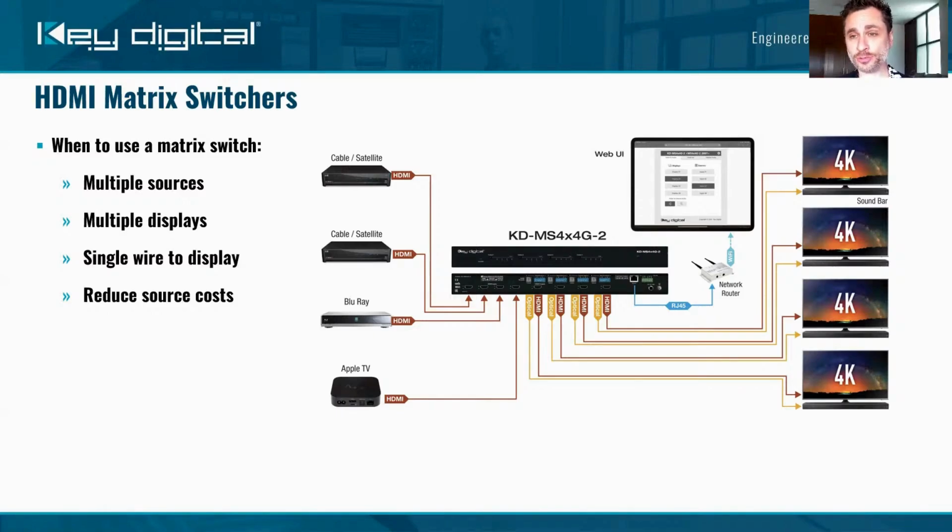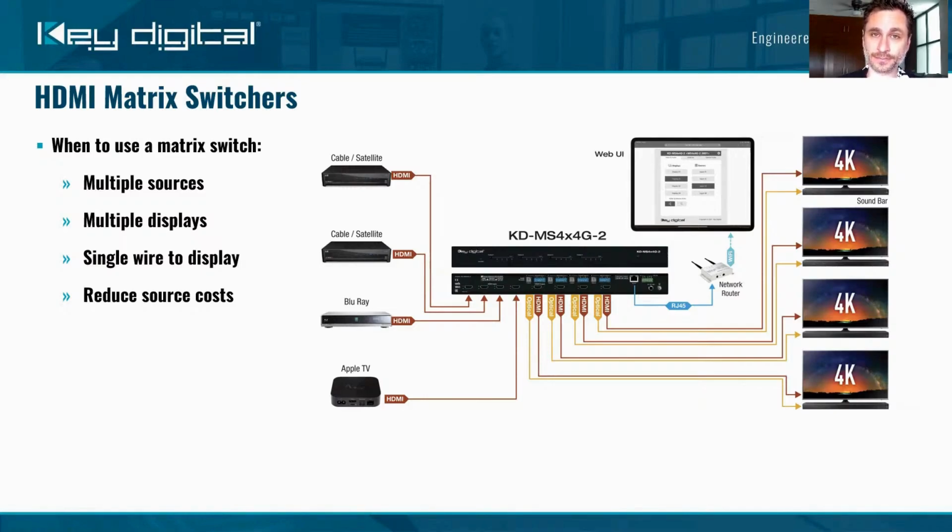Why would you use a matrix switch? Well, if we look at this picture here with a simple 4x4 matrix, you can see that any of these displays can view the cable box, SAT1, SAT2, the Blu-ray DVD player, the Apple TV. What that means is that at each of these video displays, to view this kind of content, you would need 3 boxes per display. In other words, we're taking 12 video sources and enabling the user to bring that down to 4 total video sources.